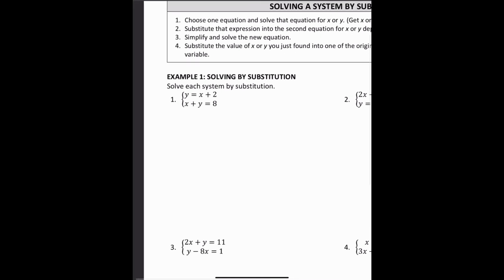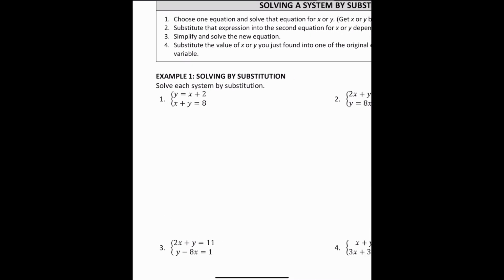So let's take a look at number 1 here. We have y is equal to x plus 2 and x plus y is equal to 8. Remember, in step number 1, what we need to do is choose one equation and solve for x or y. But if we look very carefully, y is equal to x plus 2. That equation is already solved for, right? It's already y equals, or sometimes it could be x equals. But in this case, it's y equals. What I'm going to do is highlight this. And then I look at the other equation. I have x plus y is equal to 8.